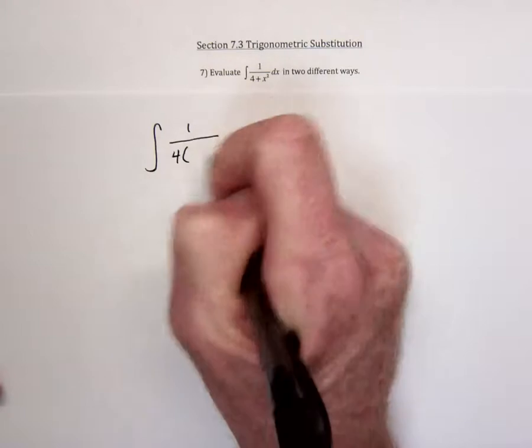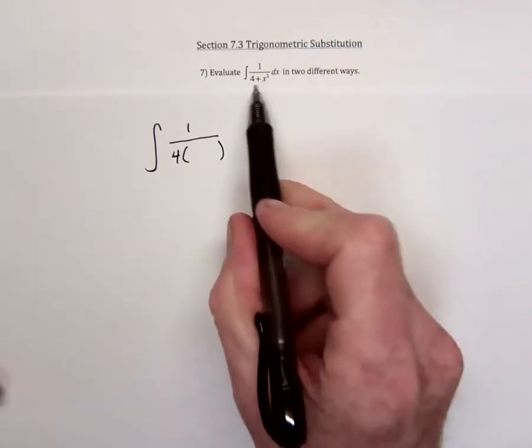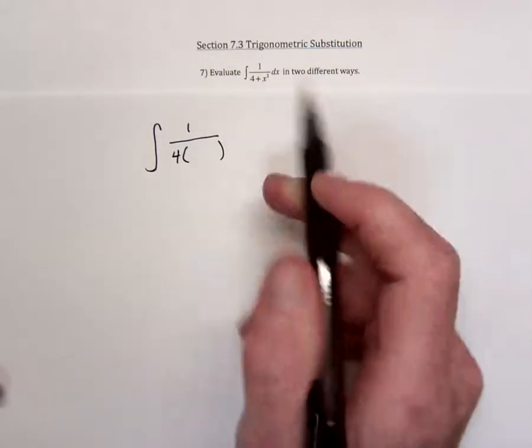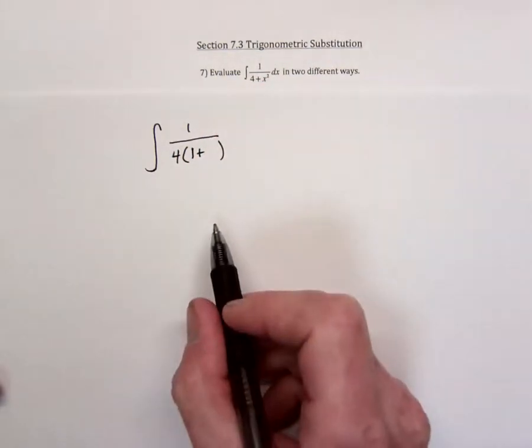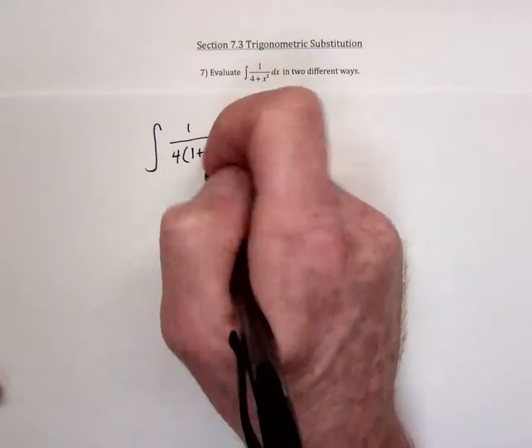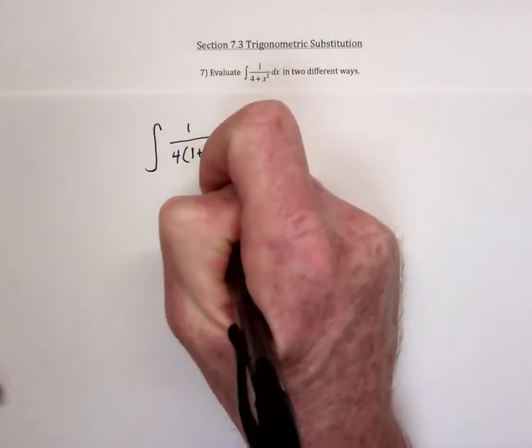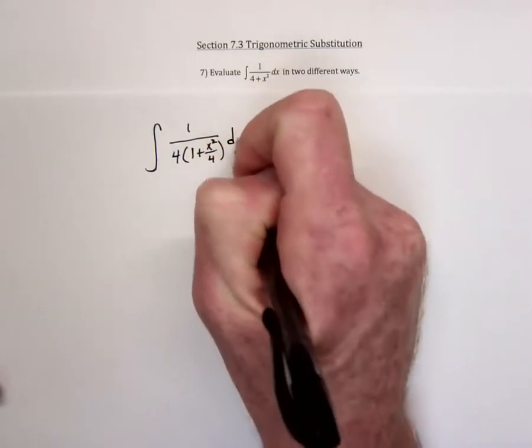So if you factor out a 4, this will become the 1. This is going to become x squared divided by 4. So factoring out is basically the same as dividing out. So we've got an x squared that gets divided by a 4.